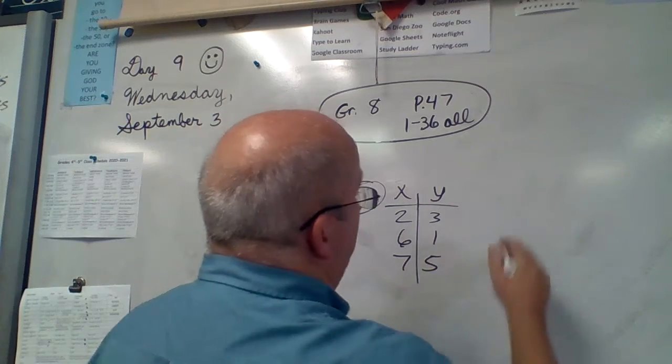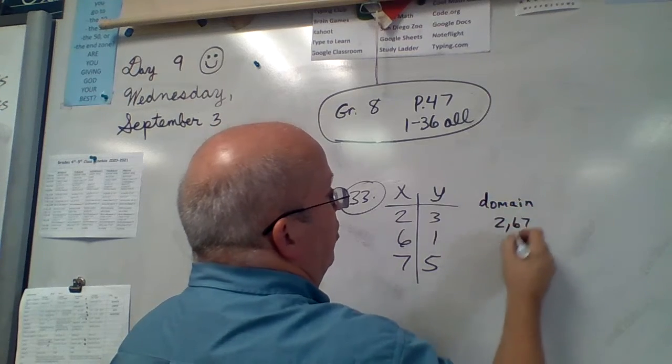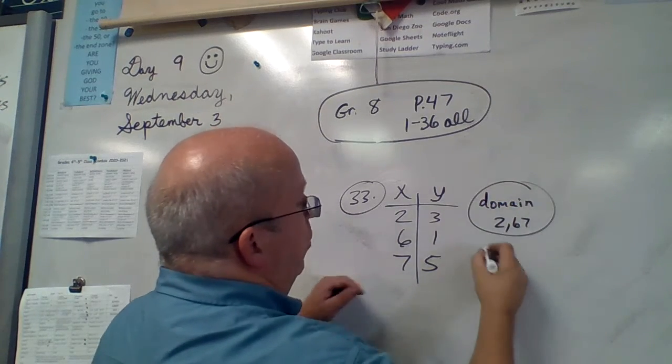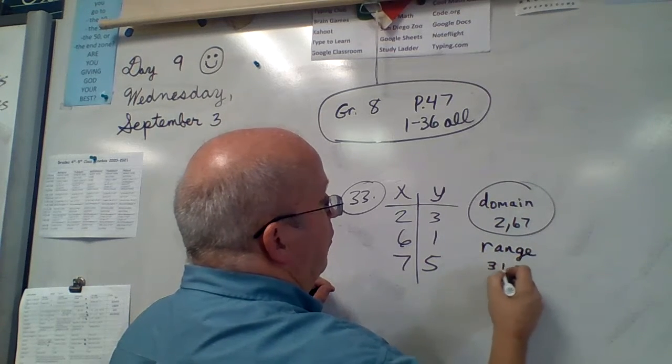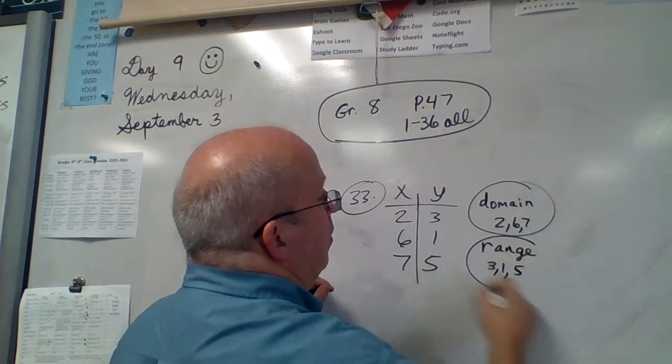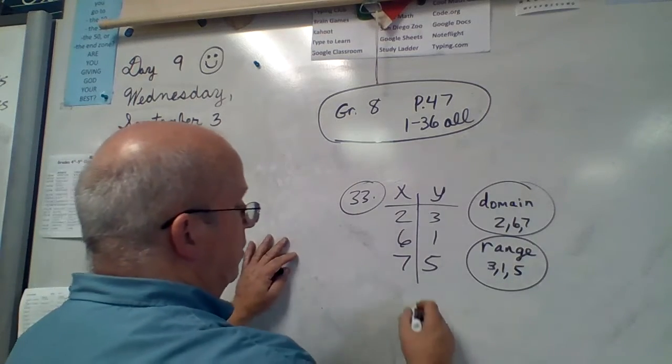Now, what's the domain of this? Because that's the second part. The domain is the 2, the 6, and the 7, right? The range of this is the 3, the 1, and the 5, right? And I still have to graph it, I guess, right? I forgot to graph. No big deal.